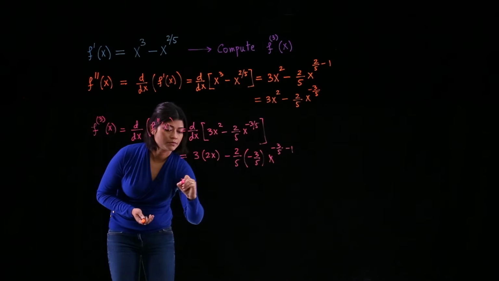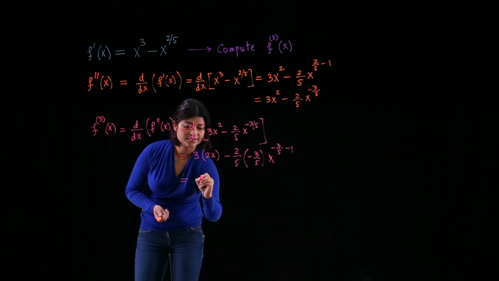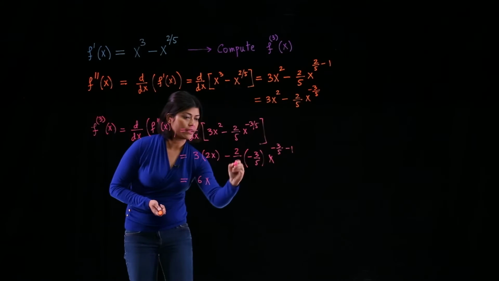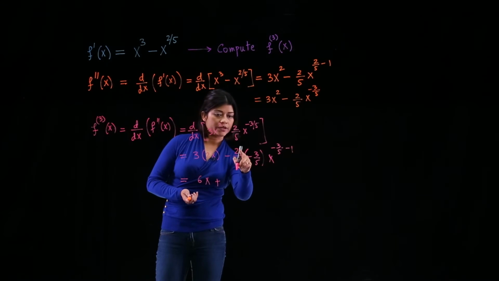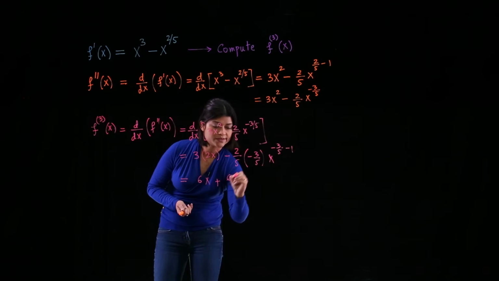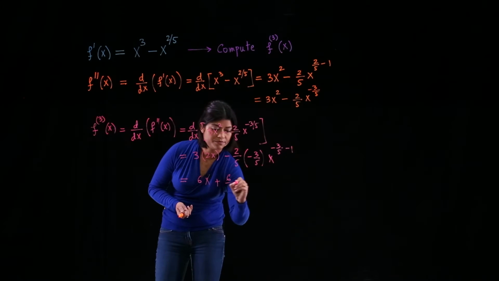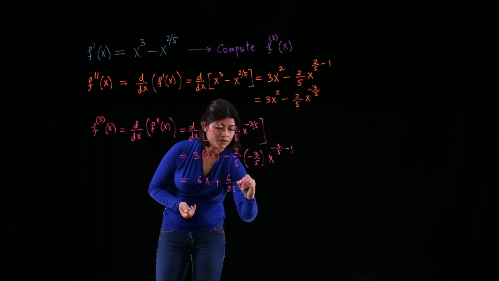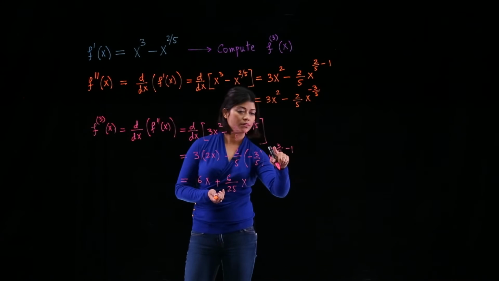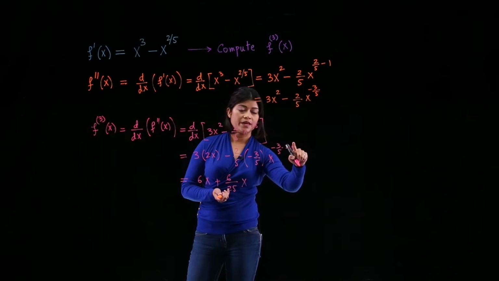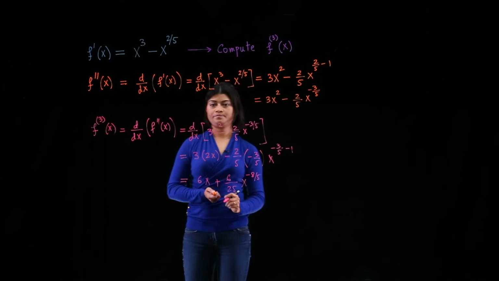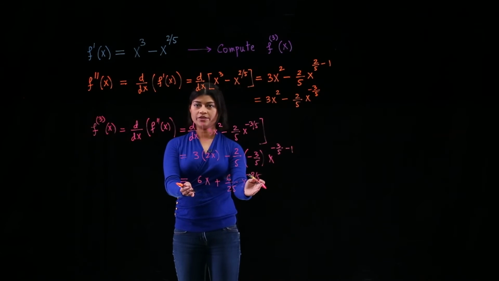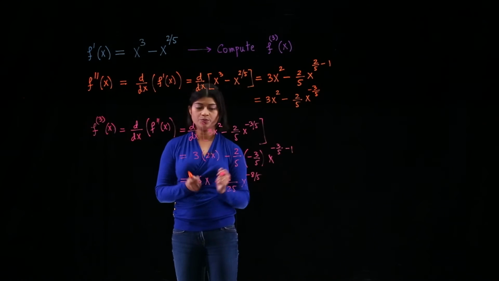Okay, let's simplify. You have 6x here. Then negative times negative is a positive. We have 2 times 3, 6, divided by 5 times 5, 25, and x to the power negative 3/5 minus 1, so that's negative 8/5. Okay, so here is the third order derivative that we want.